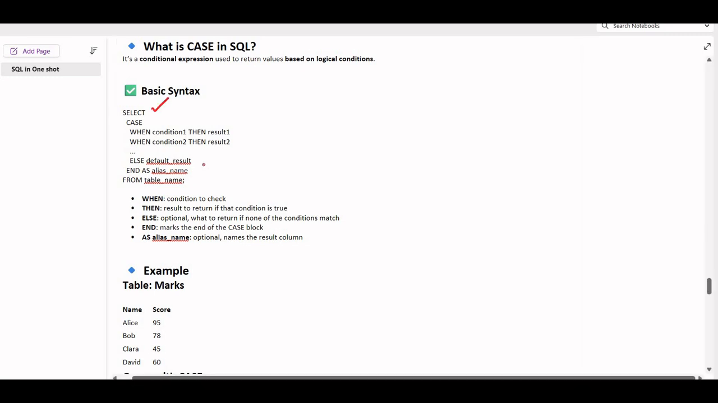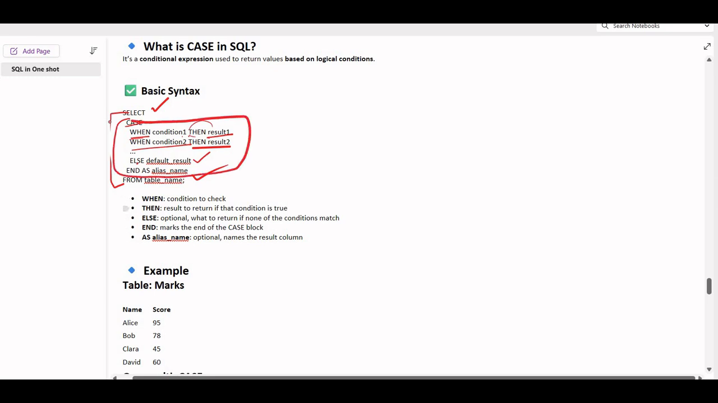First you use SELECT and then CASE, WHEN condition 1, THEN result 1. WHEN condition 2, THEN result 2. ELSE, default result. And how do you end this CASE? END AS alias, FROM the table name. SELECT and FROM, both of these you are aware of, but how this CASE is used, you have to know.